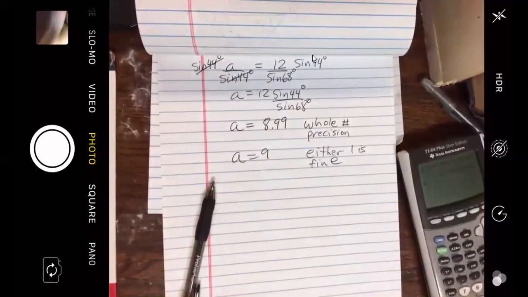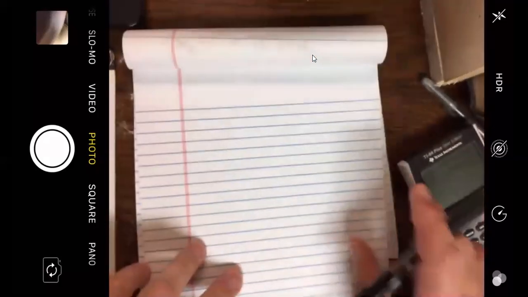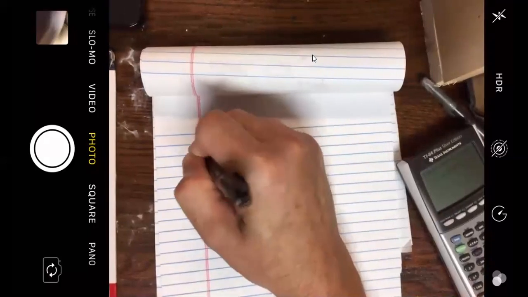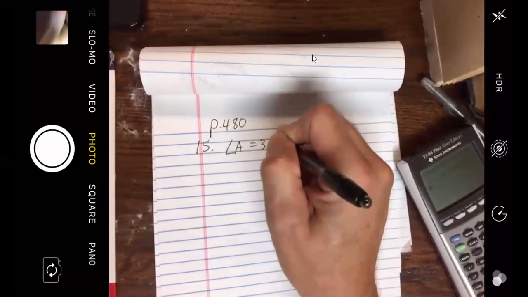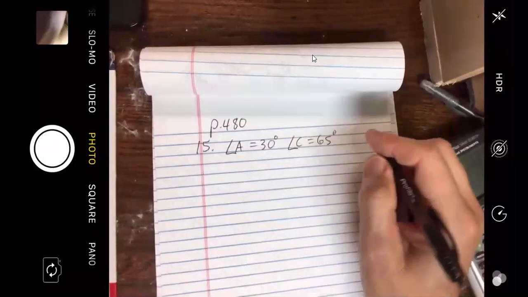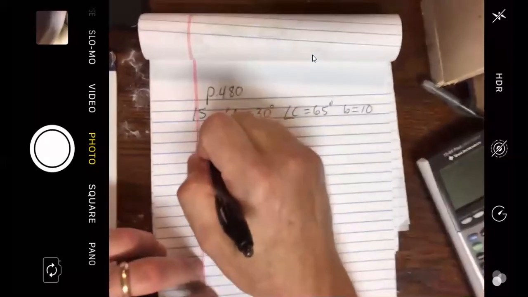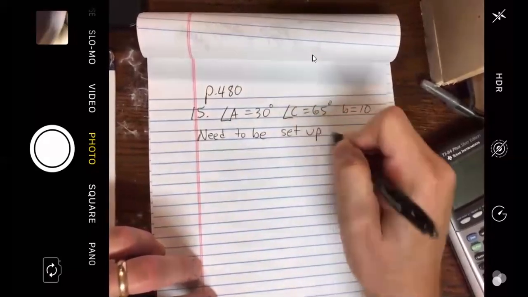Not that picky. All right, let's set up one more where you've got to read the triangle and set it up. So try problem 15. Problem 15, your angle A is 30 degrees, angle C is 65 degrees, and little b is 10. All right, these need to be set up specifically.